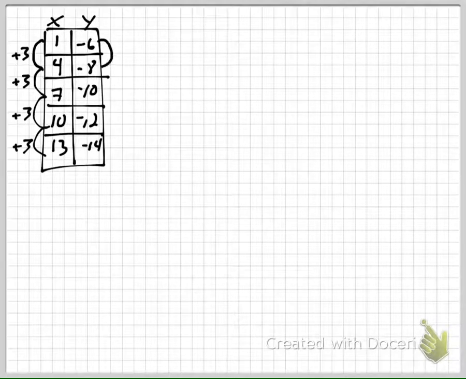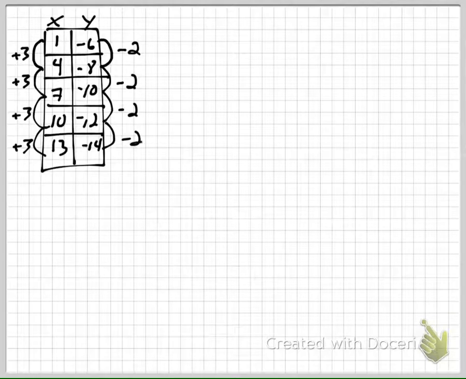It's going from -6 to -8, which is minus 2. Negative 8 to negative 10, minus 2. Negative 10 to minus 12, negative 2. It's okay. Are these the same? Are they consistent? Yes, they're consistent. Therefore, we know this is linear. We know this creates a line.